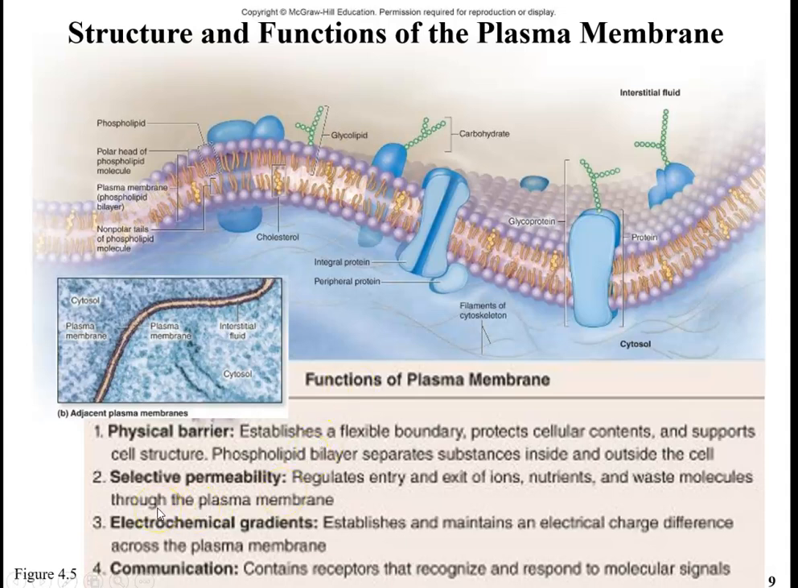It also has electrochemical gradients. So the plasma membrane establishes and maintains an electrical charge difference across the plasma membrane, and we'll talk about that in a little bit. And then, very importantly, it participates in communication, where it contains receptors that recognize and respond to molecular signals. So an example here would be this carbohydrate attached to this protein. These carbohydrates play a role in cell signaling and cell identification, and we'll get to that in a little while.